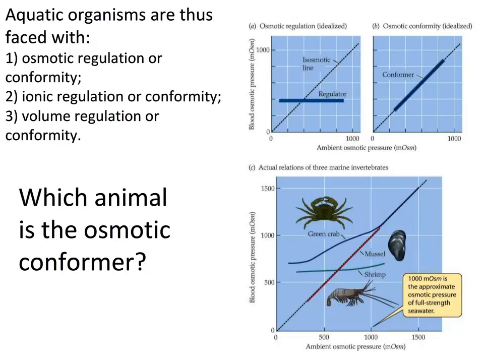And on the bottom plot we've got three species. We've got a green crab, a shrimp, and a mussel. The green crab's the blue line, the mussel's the red line, and the shrimp's the green line. We can see quite clearly the mussel's an osmoconformer. The green crab seems to regulate to start off with, but as the osmotic pressure rises, it begins to just become an osmoconformer, whereas the shrimp pretty much is an osmoregulator through its entire range.